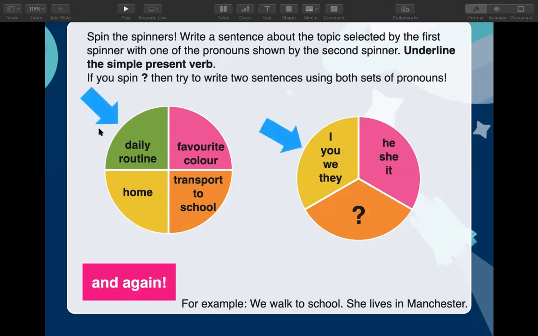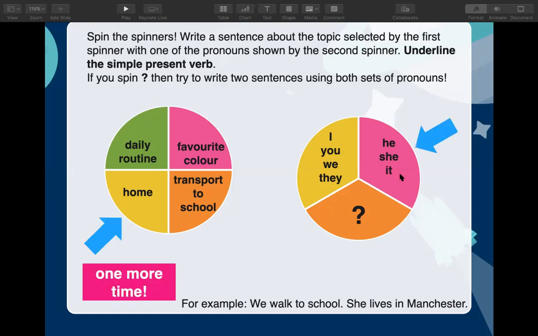All right, a daily routine and these pronouns. So let's see. What is my daily routine? I wake up, remember, verb in present. I wake up at 7. That is my daily routine, 7 a.m., very early. All right, guys. Now let's try again.